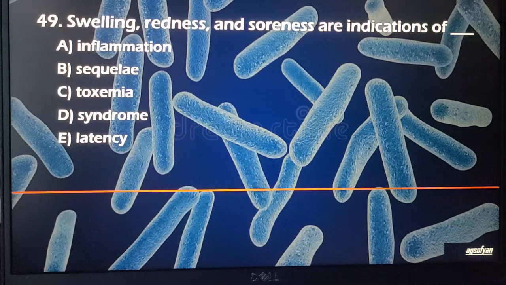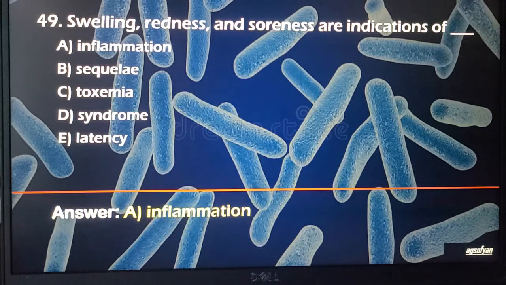Okay, number 49. Swelling, redness, and soreness are indication of A. Inflammation, B. Sequela, C. Toxemia, D. Syndrome, E. Latency. Choose your answer. Yes, these are the sign of inflammation. Okay? It's a sign of inflammation, which is swelling, redness, soreness, sometimes pain and itchy on the area, the site of infection.